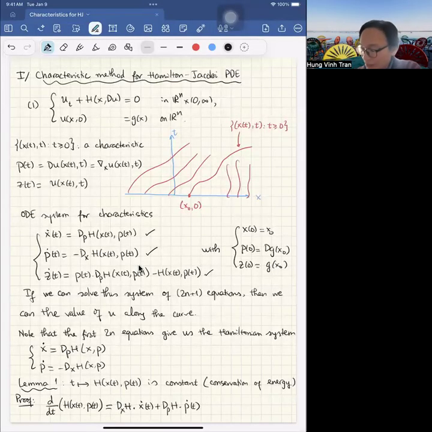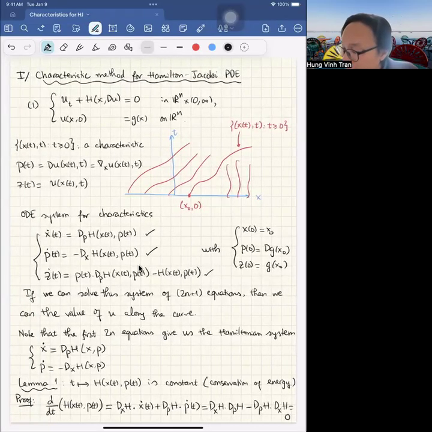So all together, now using the ODEs, x dot is dp of H, so I have dx of H dot dp of H, and p dot is minus dx of H, so that's minus dp of H dot dx of H, which is 0. Okay, so that gives me conservation of energy, right? So maybe let me give you an example.